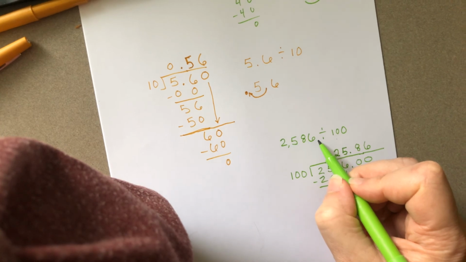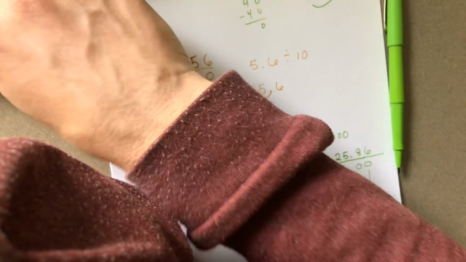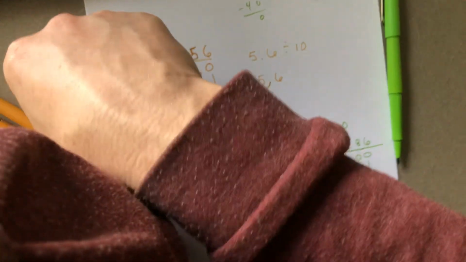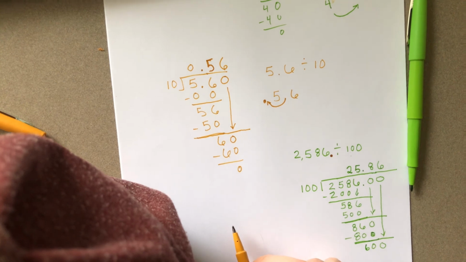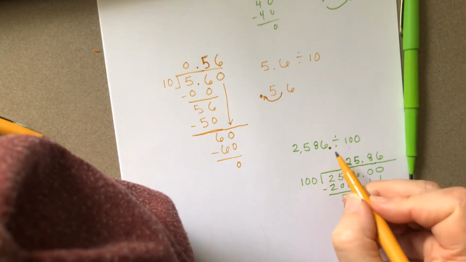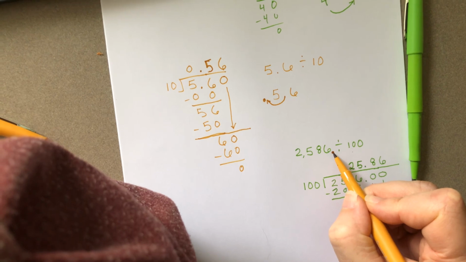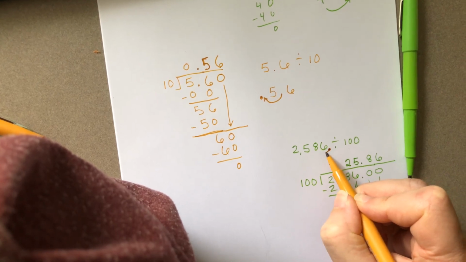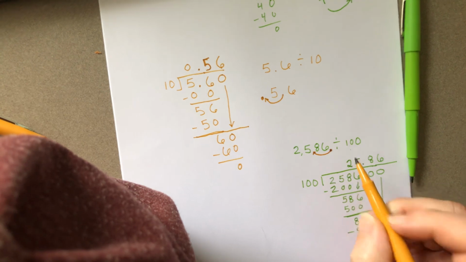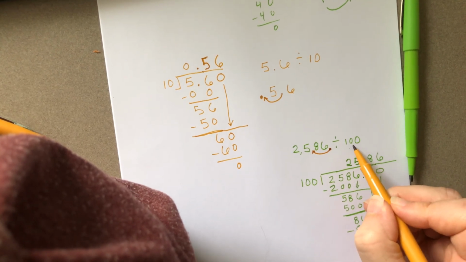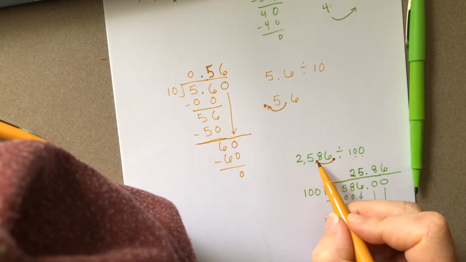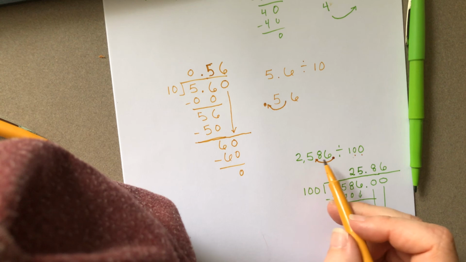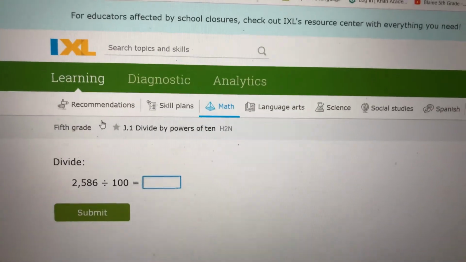So if your decimal point is here to start off with, and you're dividing by 100, your decimal point is here. You're dividing by 100. That means the number needs to get smaller because you're dividing. So in order to make this number smaller, we're going to move 2 zeros, 1, 2. So we're going to move this over 2 places as well and get 25.86.